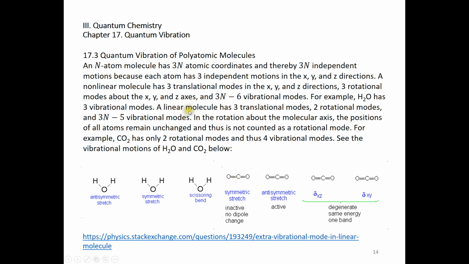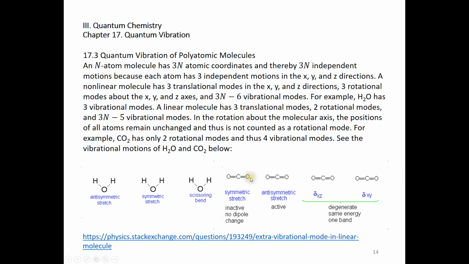And therefore, if you have a linear molecule, again, the molecular axis does not count. So you have only 2 rotational axes or 2 rotational modes. And because of that, we use 3n minus 3 translation minus 2 rotation. We have 3n minus 5 vibrational modes, 1 more than the number of vibration modes of a nonlinear molecule. So now let's look at CO2. CO2 has 3 atoms, therefore 9 motions minus 3 translations, 2 rotations. We have 4 vibrational modes.